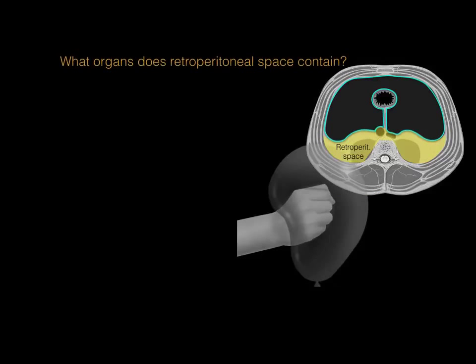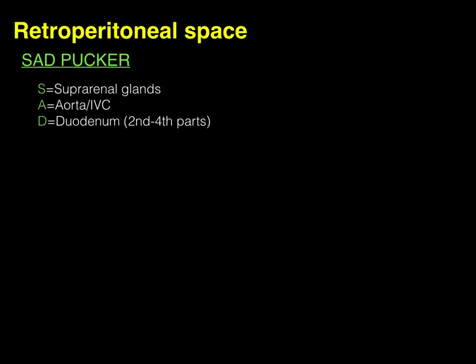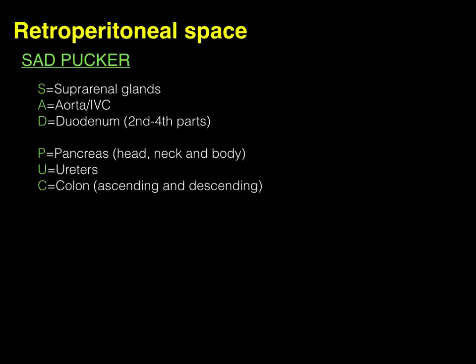What organs does the retroperitoneal space contain? SAD PUCKER. That's what it contains. And so what is that? Well, SAD PUCKER is an acronym for S, suprarenal glands; A, aorta and IVC; D, the duodenum, second, third, and fourth parts; then P for the pancreas, the head, neck, and body; U for the ureters; C for colon, specifically ascending and descending; K for kidneys; E for esophagus; and R for rectum.